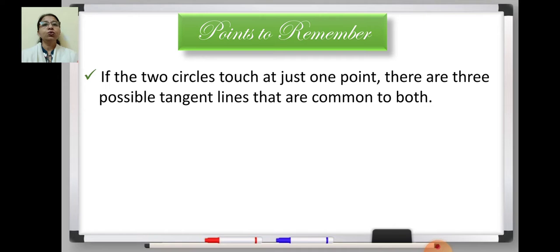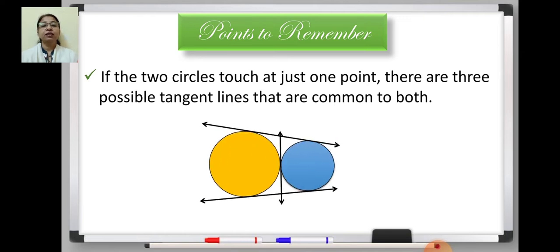If the two circles touch at just one point externally, there are three possible tangent lines that are common to both. So let us see. These are the circles which are touching externally just at one point. So in three different ways we can draw common tangents to the circles.